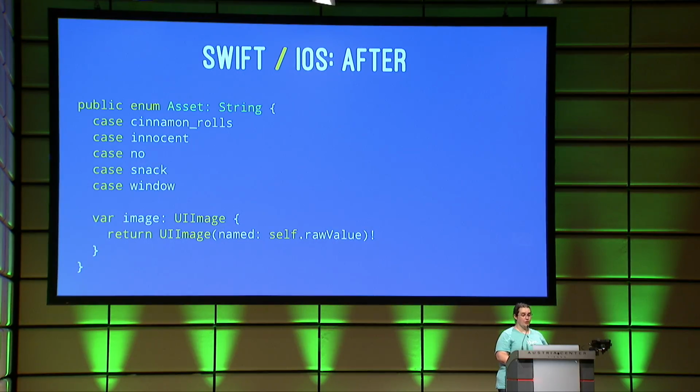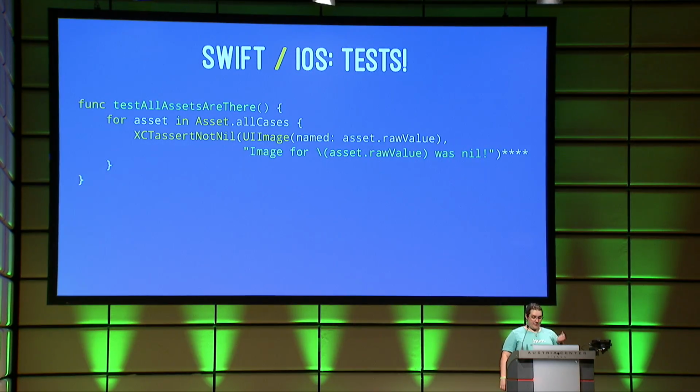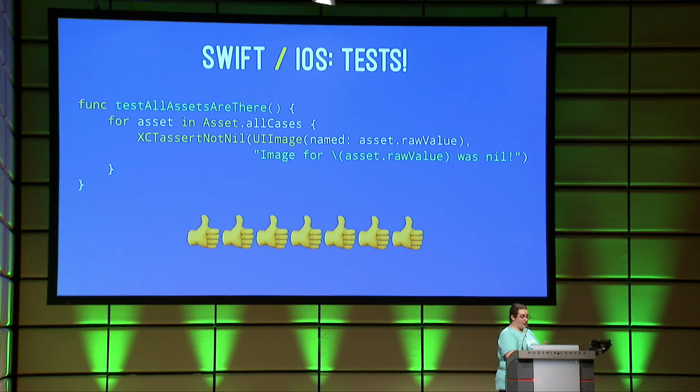The other thing you can do with this is add tests to make sure that the image for all of your cases is non-nil, which is really awesome. And when CaseIterable lands, you can use the allCases static var to not need to hard code each and every one of your cases. This becomes way easier to cover an increasingly large enum. You don't have to add tests for every individual thing that you've added. You just have to add one test that goes through all of the things that you've added. And that is super awesome.